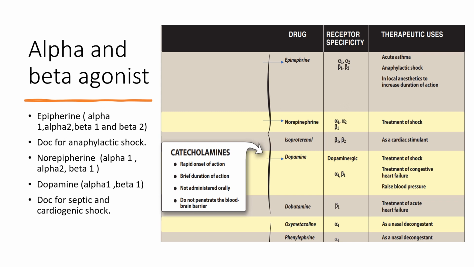Norepinephrine stimulates only three receptors, that is alpha 1, alpha 2, and beta 1. And dopamine also stimulates alpha 1 and beta 1, and the dopaminergic receptors in the brain, in the renal vessels and in the splanchnic vessels. And it is a drug of choice for septic and cardiogenic shock.